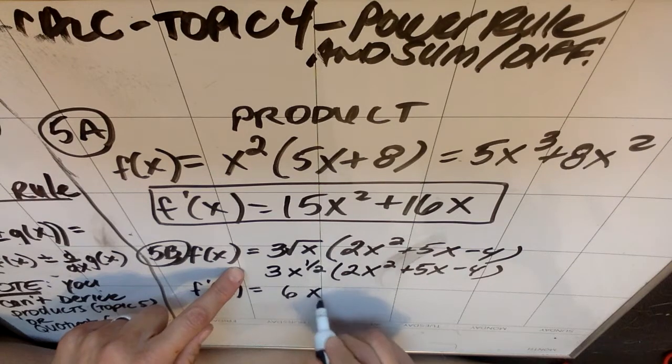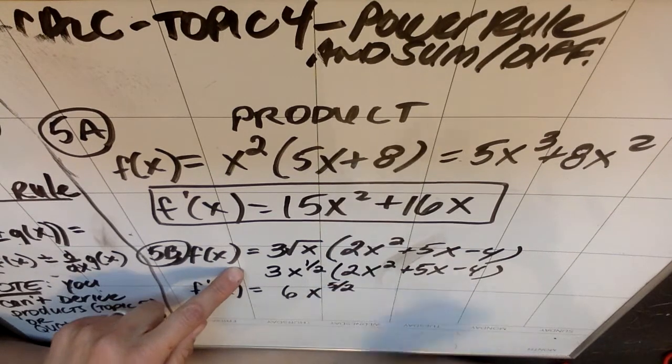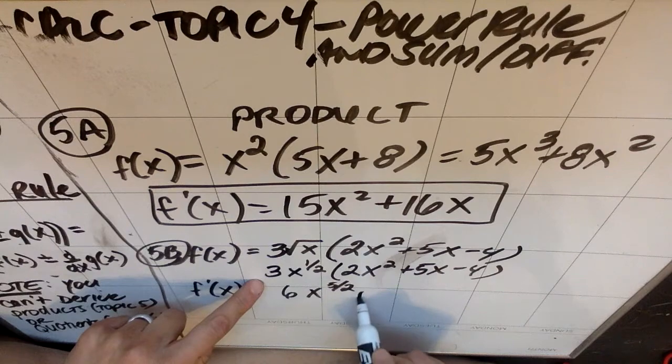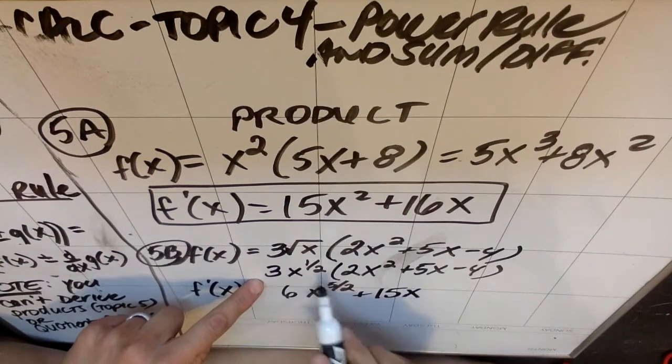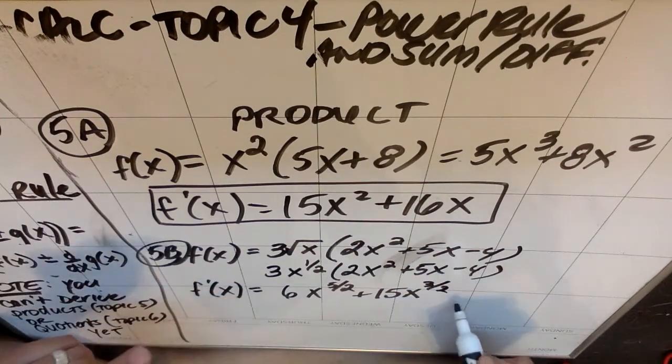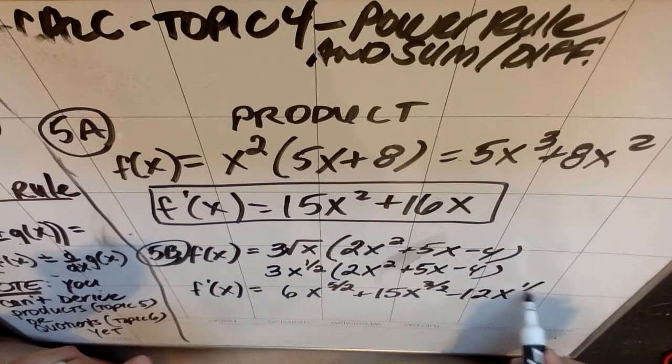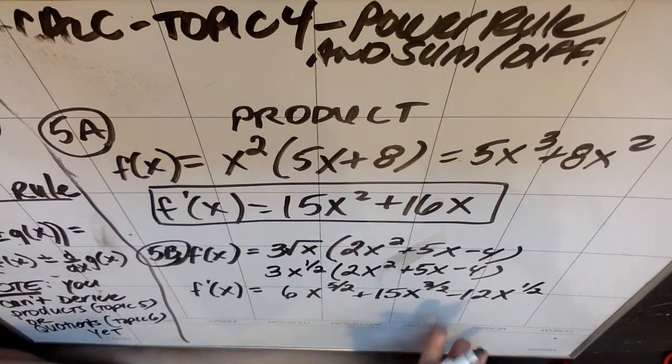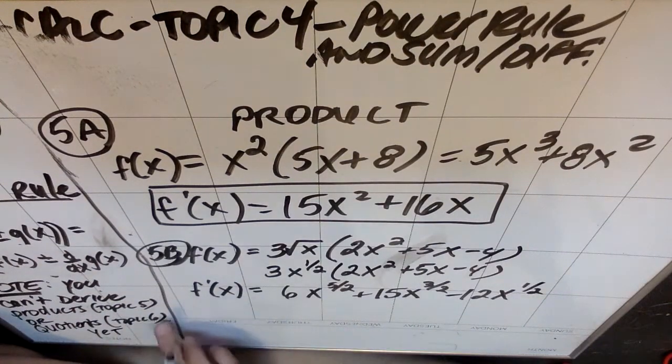5 halves. So this is going to be 6x to the 5 halves, plus a 15x to the, when I add 1/2 to a 1, that's a 1/2 plus 2 halves, so that's to the 3 halves. And I'm going to get a minus 12x to the 1/2. So as much as that's not super fun, I can go ahead and derive now.